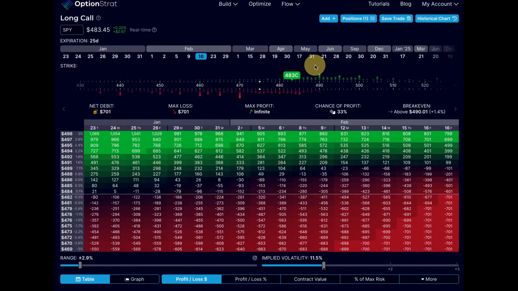One other thing that I want to point out to you here that I think is critically important is these green bars and these red bars. What those are indicating is the amount of activity at those given levels. In other words, how many people are trading at those levels.